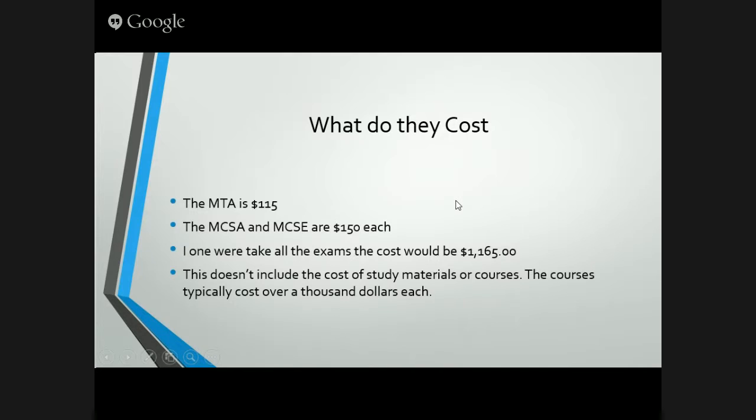So this is for the costs. The MTA is $115, the others are $150. If you were to take all of the exams to get an MCSA, it would be at least $1,165. That's just for the exams, but that doesn't include the cost of study materials or the courses. Oh, you could take this whole program.